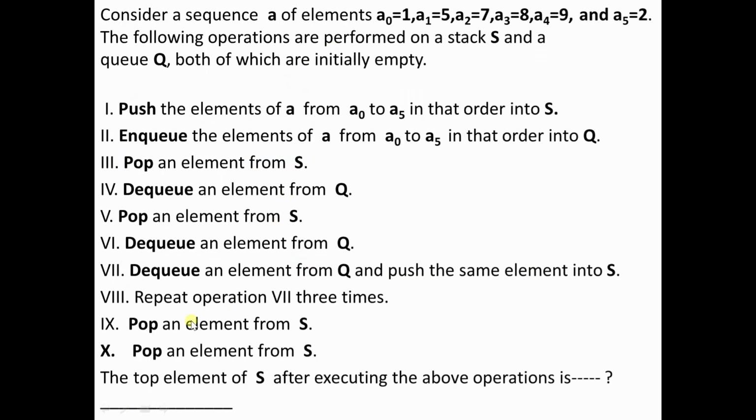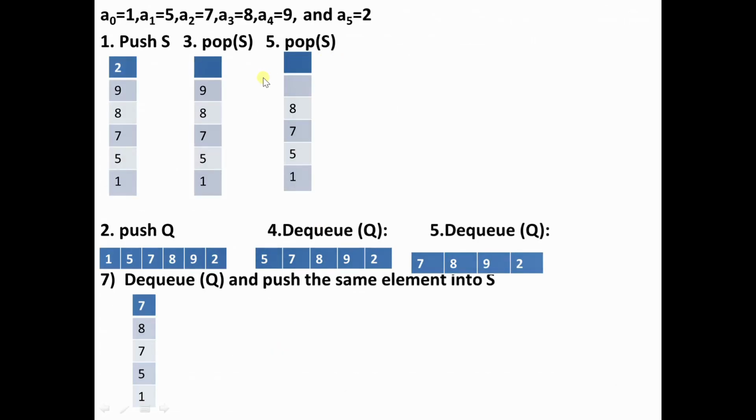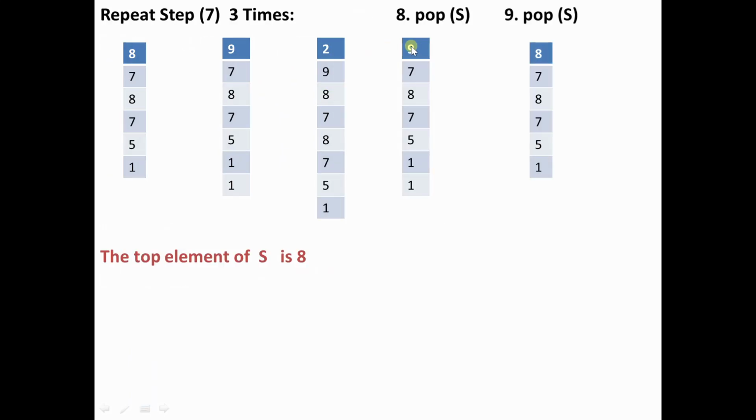Now pop an element from S, then pop an element from S. So here we are deleting 2 elements from S, the top 2 elements: first pop of S, then the next pop of S. So again, pop an element from S. We are removing the topmost element, 2, and the remainder is this. And again pop an element from S. So we are removing 9, and the remainder is this. This is the final step.